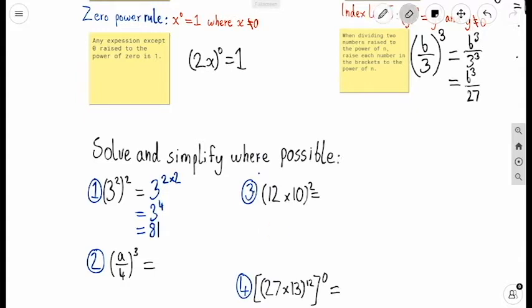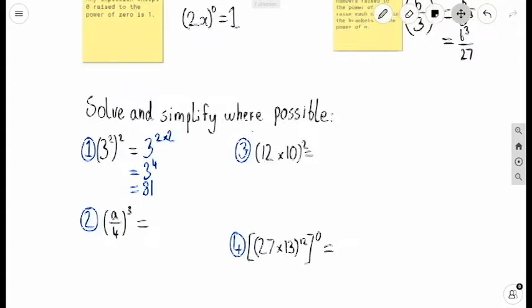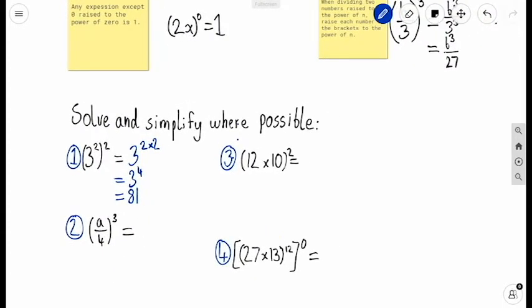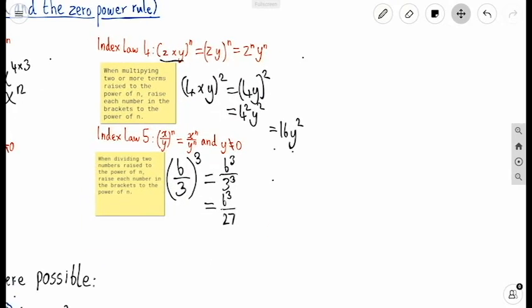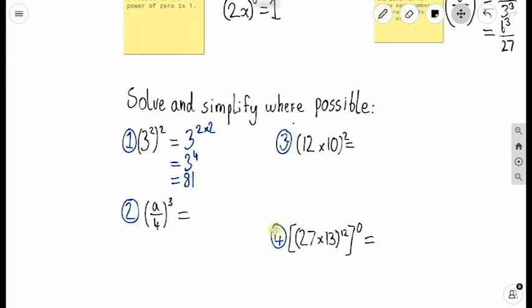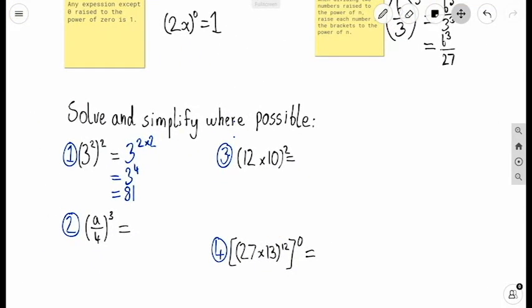Okay, let's move on to question number 2. This is index law 5, because it's division and it's raised to an index on the outside. So let's look back to index law 5. So we just have to raise each number in the brackets to the power of n. But in this case, it's the power of 3. So let's solve it.